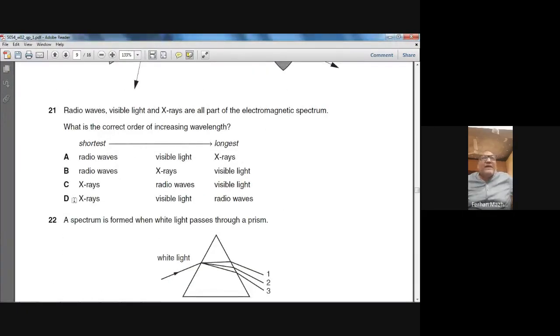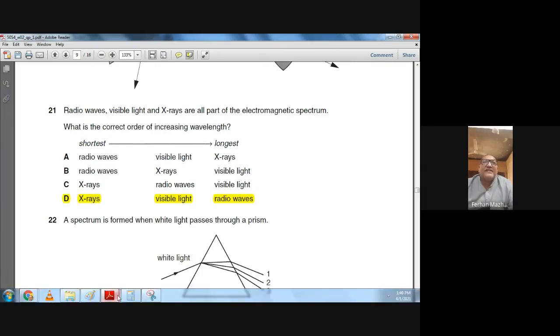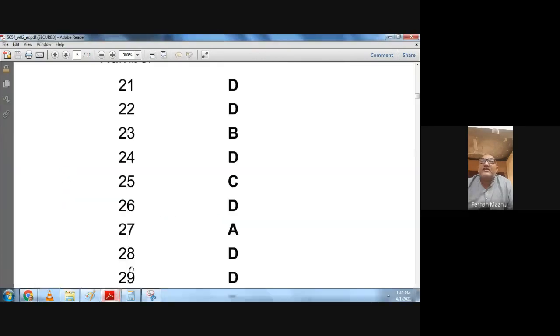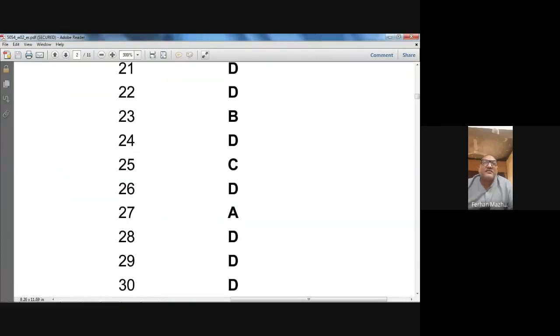Radio waves, visible light, and X-rays are all part of the electromagnetic spectrum. What is the correct order of increasing wavelength? The shortest wavelength X-rays will have, then visible light, and the radio waves will have the largest. So I think D is the right choice. Let's check. Question number 21. D is the right choice, sir.